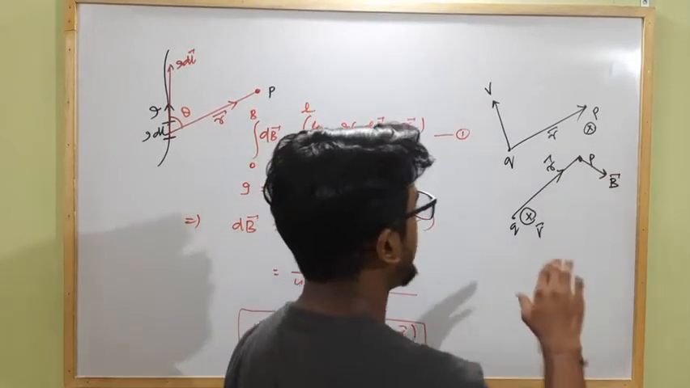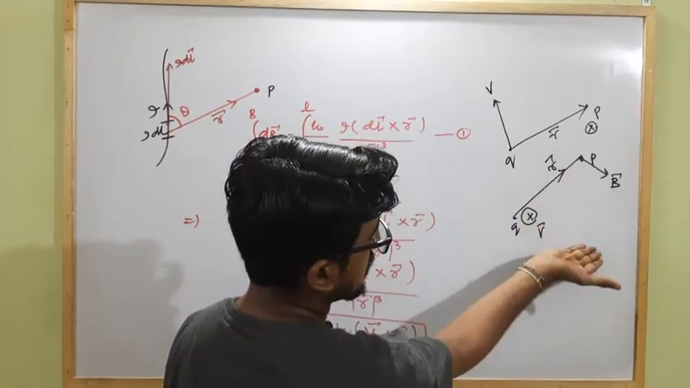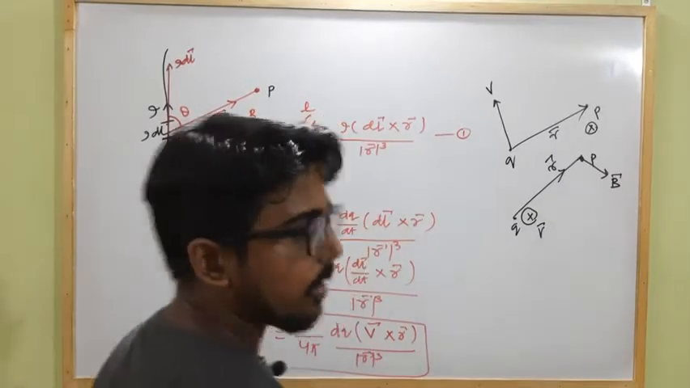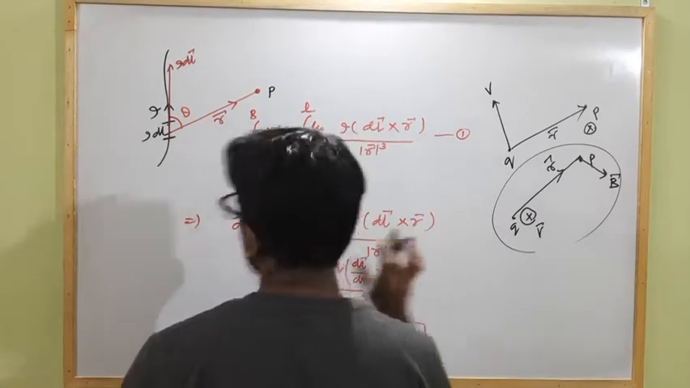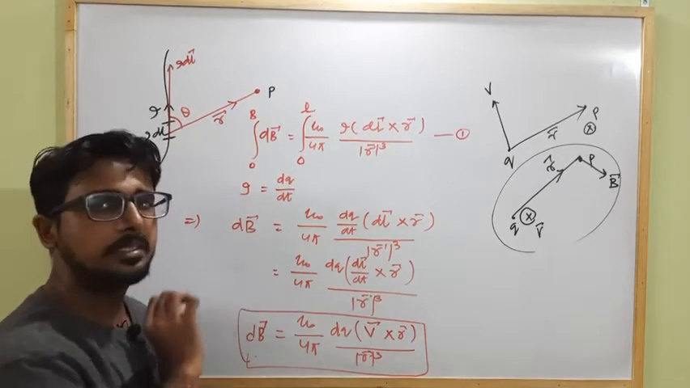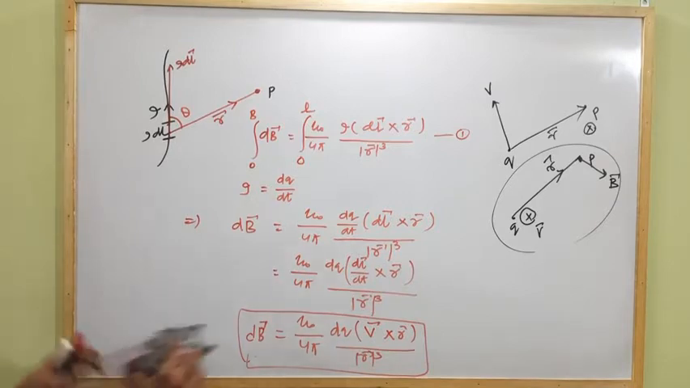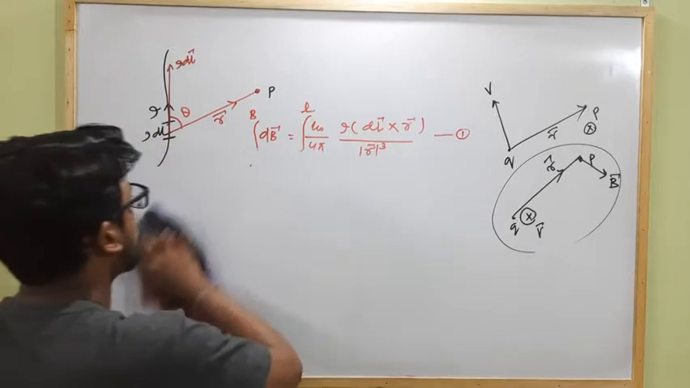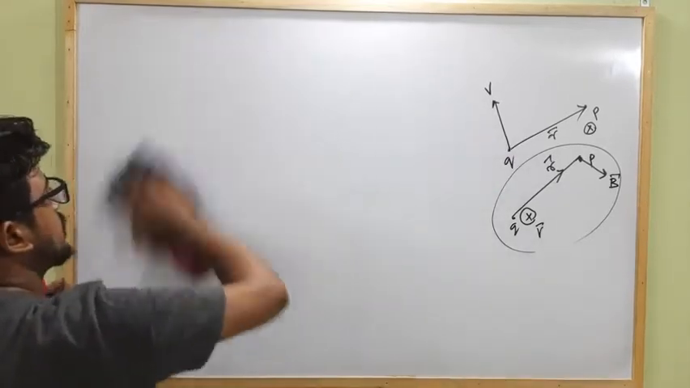Or if I am crawling my finger from B cross R, B is into the plane like this and R is along this, so I am crawling like this. So the thumb will show the direction of the magnetic field. So accordingly, we can find out, also using the right hand palm rule or thumb rule, the magnetic field strength due to a moving charge. Clear? So this is how we can calculate the magnetic field strength produced due to a charge in motion.